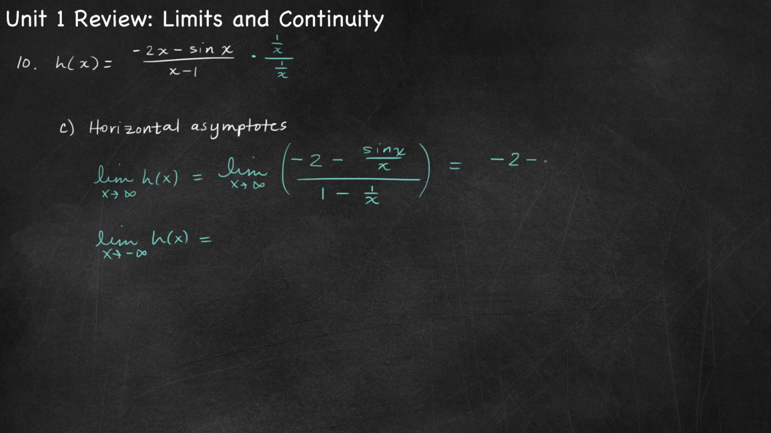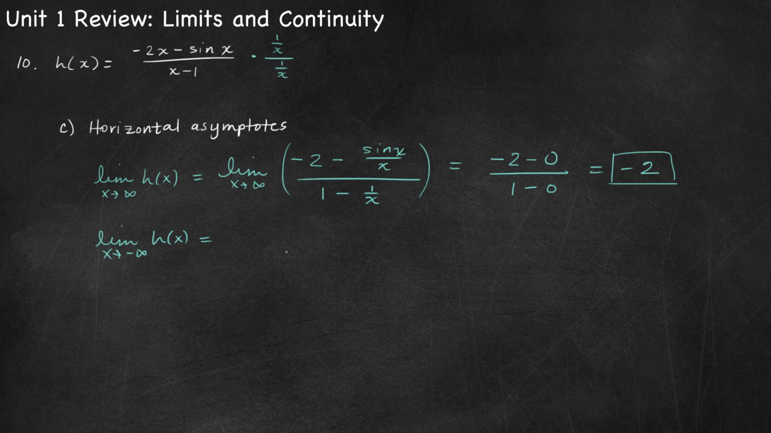minus 0. The limit of sine x over x in this case is 0 because x is approaching infinity. If x were approaching 0, then that limit would equal 1. But since x is approaching infinity, that limit is 0 over 1 minus 0. So that limit is negative 2. If you take the limit of h as x approaches infinity and you get a finite value, then that shows the existence of a horizontal asymptote. So we have a horizontal asymptote at y equals negative 2.